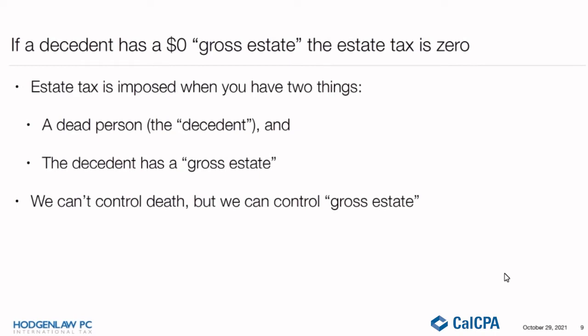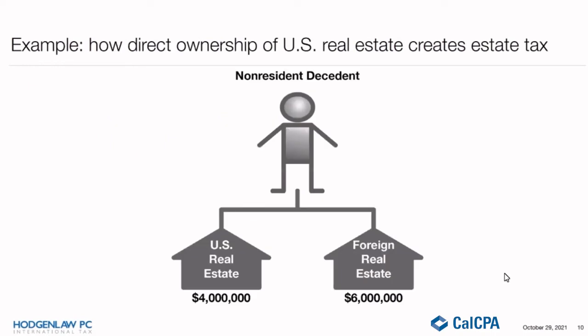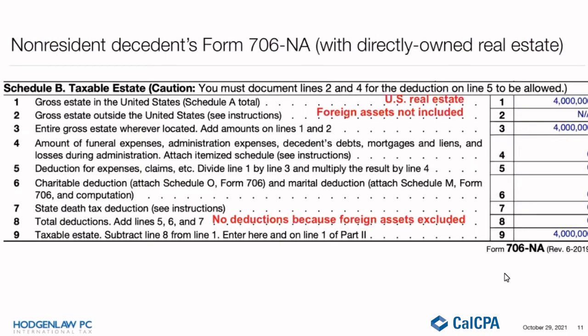Gross estate in the United States, $4 million. Line 2 is gross estate outside the US. And here's an interesting little thing. Our Internal Revenue Code says if you forego the ability to deduct administration expenses, see lines 4 and 5, then you do not include your foreign assets as part of the gross estate. But if you want those deductions, you have to declare all of your assets worldwide, and then you get a pro rata deduction for the various expenses.